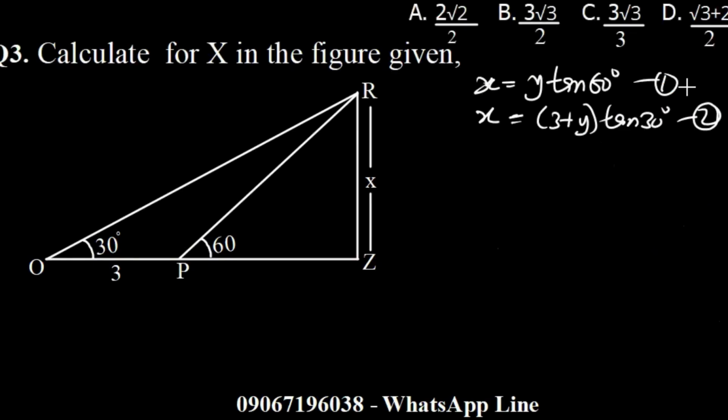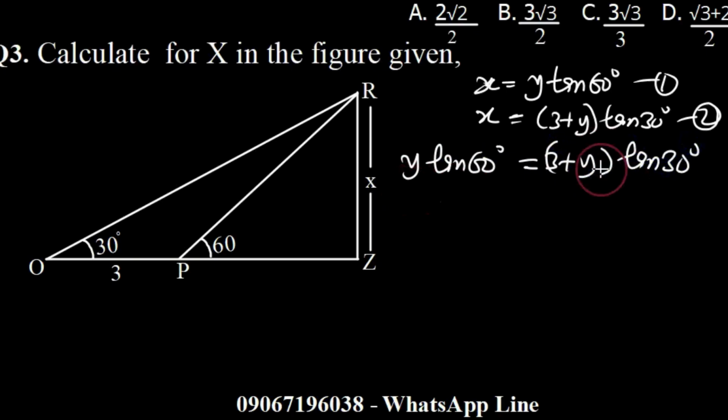3 plus y tan 30° and y tan 60°. So since they are both equal to x, x is equal to this and x is equal to this, I can now see therefore that this is equal to this. Since the x values are the same, I'm going to equate both of them. It's going to give me y tan 60° is equal to (3 plus y) tan 30°.